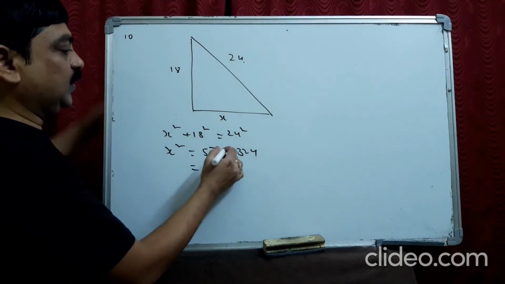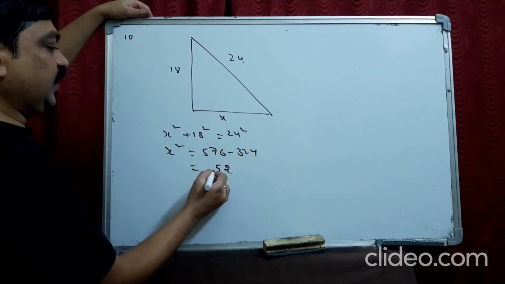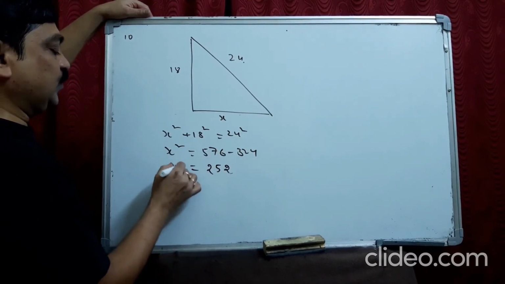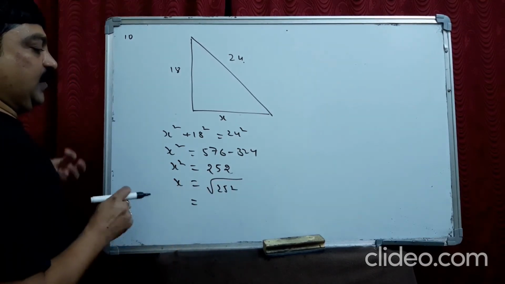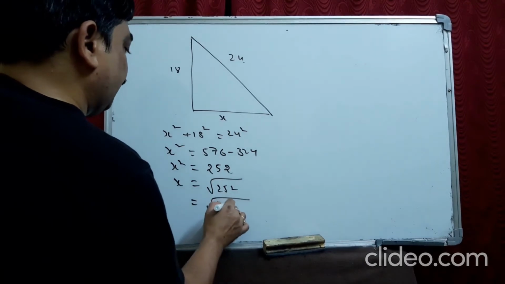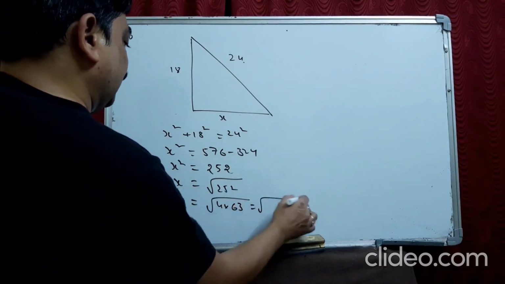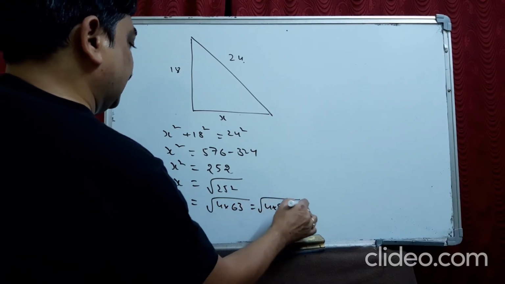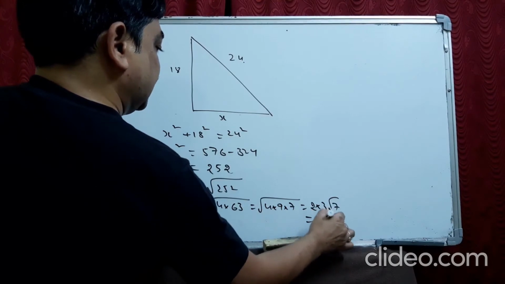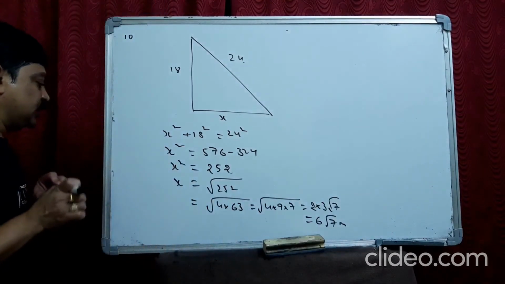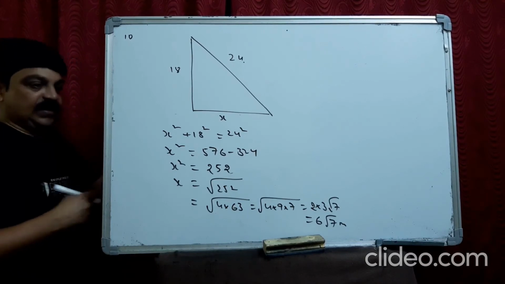So it becomes 252. So x equal to square root of 252. It can be 4 into 63. Again, you can take 4 into 9 into 7. So 2 into 3 into root 7. It becomes 6 root 7 meters. Let us check the answer once. Yes, exactly. Okay.